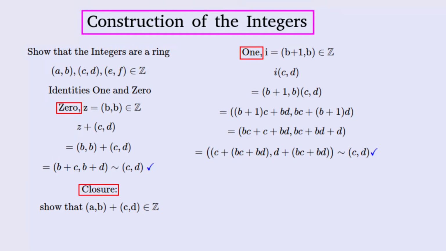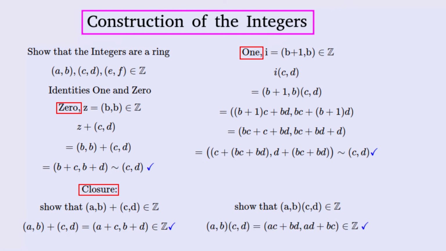Now to prove closure, we have to show that this number is in the set. And using the addition rule, we find that both members of the ordered pair are natural numbers, so that closure is satisfied for addition. Now we have to prove closure for multiplication, and we can see that after using the multiplication rule, this number is in the set as well, so we have closure for both operations.